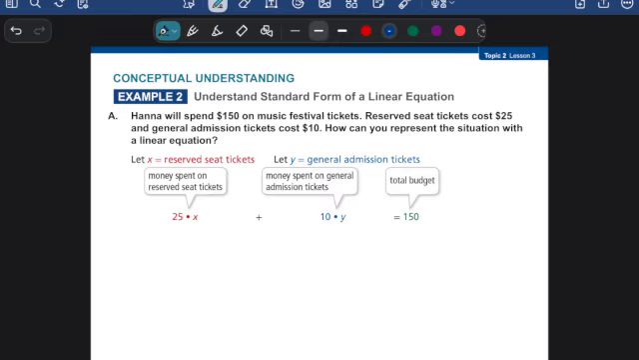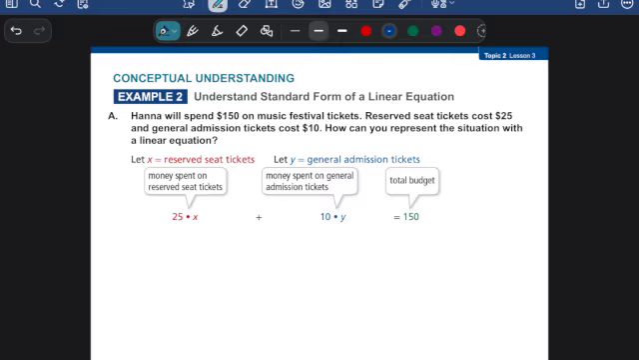Understanding standard form, here's an application problem. Hannah will spend $150 on music festival tickets. So that's her budget. Reserved seats cost $25 and general admission tickets cost $10. So I have two different rates. I have a rate for reserved seats and I have a rate for general admission tickets where you just go and find a seat. We can represent this using standard form.